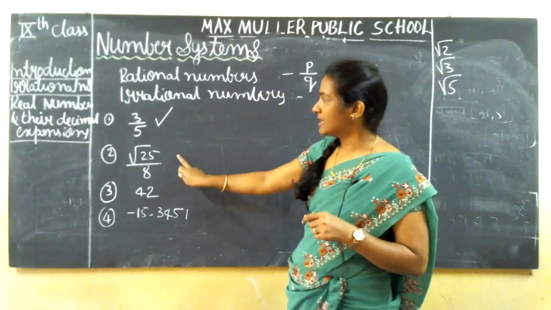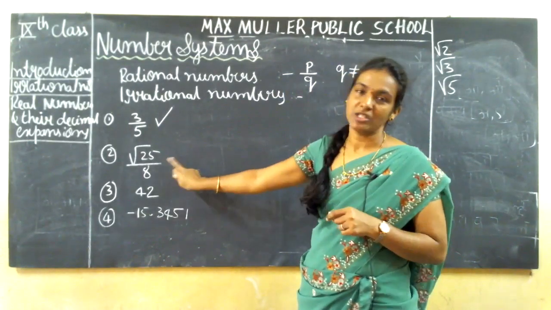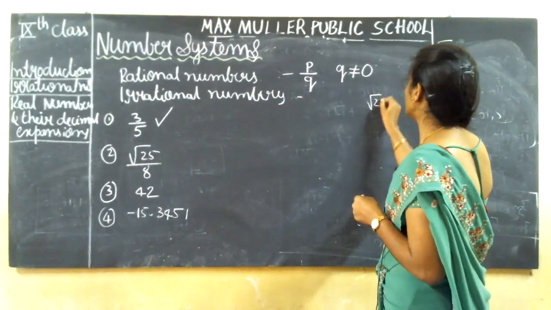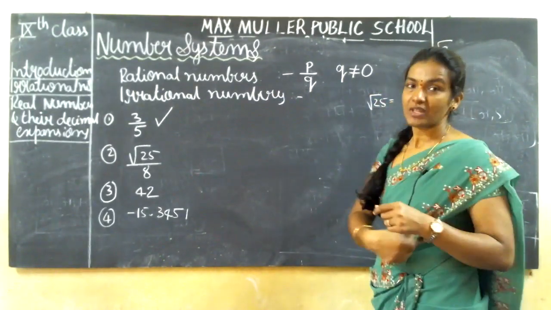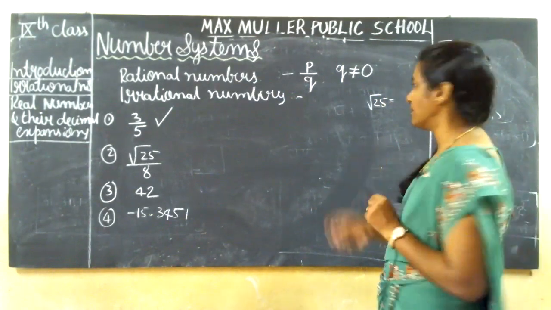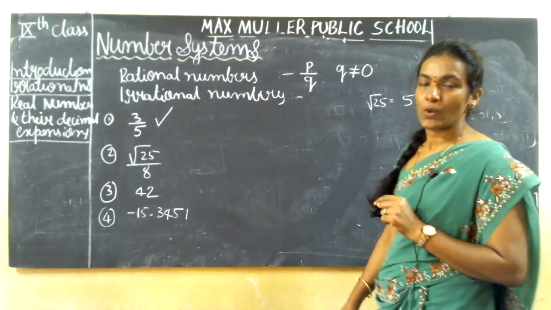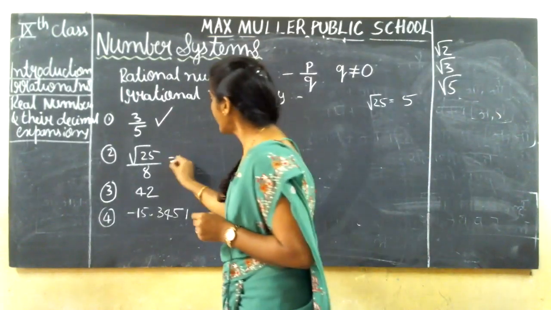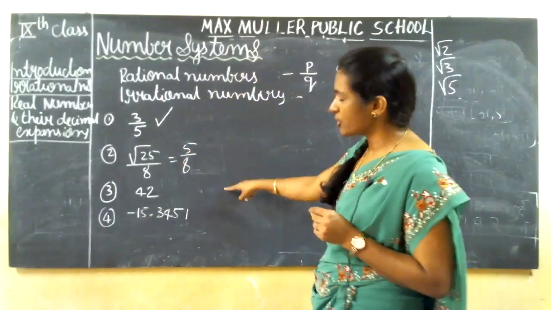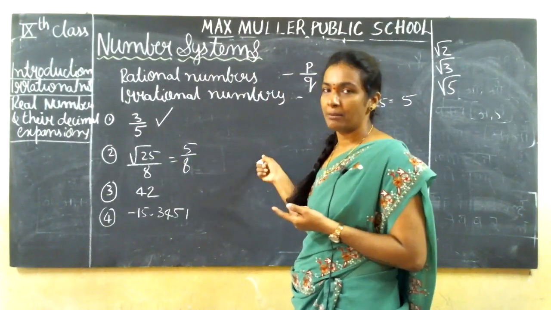This is a rational number, not an irrational number. Why? Because 25 is a perfect square number. You can take the square root, that is 5, and then write 5 by 8. Now it is in the form of p by q and q is not equal to 0, so you can say it is a rational number.